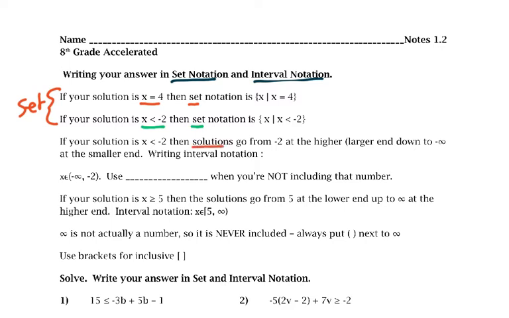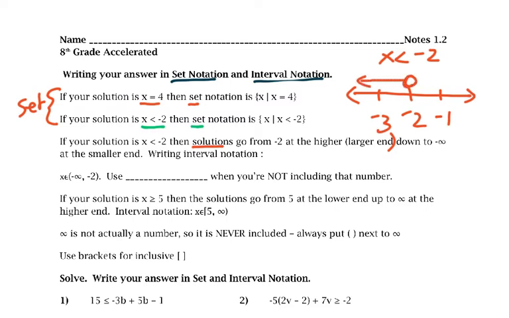The next one says if your solution is x is less than negative 2, then our solutions go from negative 2 at the higher end, the larger end, down to negative infinity at the smaller end. Okay, so let's look at this on a graph. If I have an inequality and I've got x is less than negative 2, I have negative 2 right here, negative 1, negative 3. I have an open dot right there, and it's going to be all of those. That means that all of these numbers are part of my solutions, and they go on forever and ever, all the way to negative 1,000 and negative 1,000,000, negative infinity.